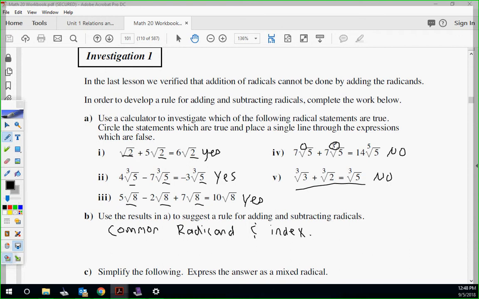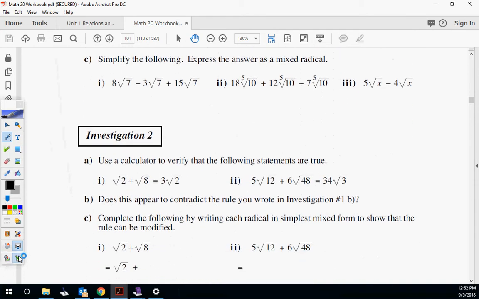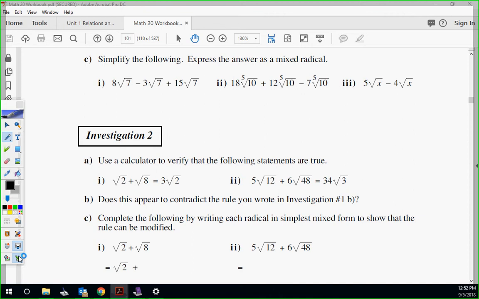All right, let's do these next couple. Simplify the following. Express the answers as mixed radicals. So let's go and take a look at these. I'll speed us through these because I think these are fine. We have 8 root 7, 3 root 7, 5 root 7. Again, how I do it, I think about that as 8x minus 3x plus 15x. And I just do like terms. So that's 5 plus 15, 20.